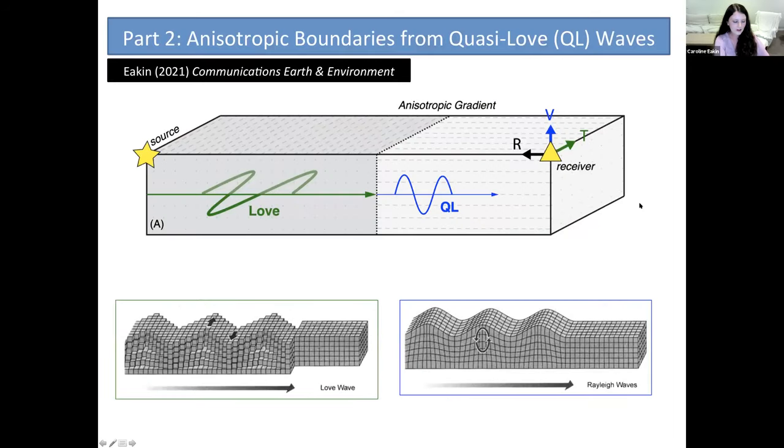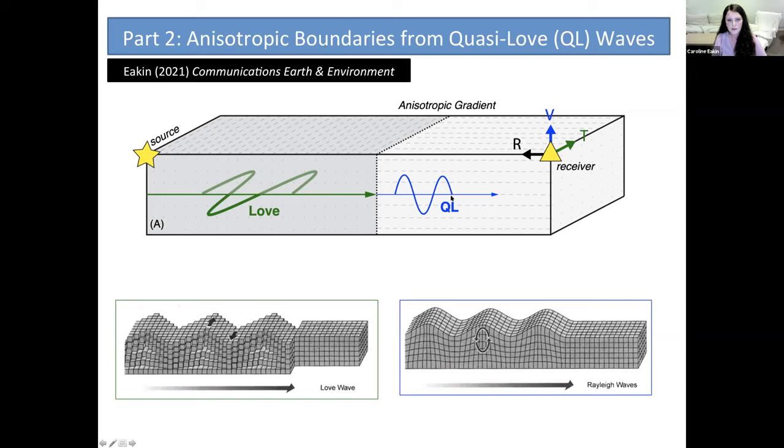Okay. So the second and final part of the talk, I'm going to talk about something that's not as commonly talked about as shear wave splitting. I'm going to talk about something called quasi-Love waves. And these are scattering of surface waves. And they tell us about boundaries or sharp lateral gradients in seismic anisotropy.